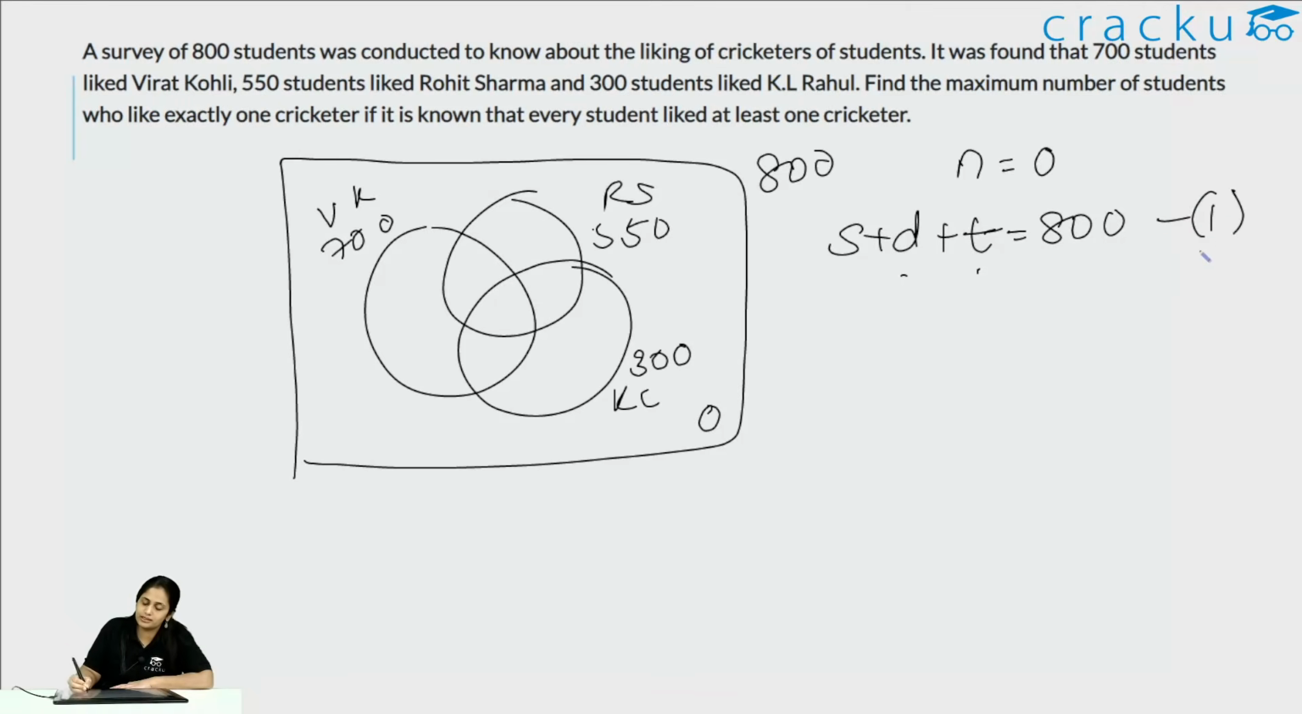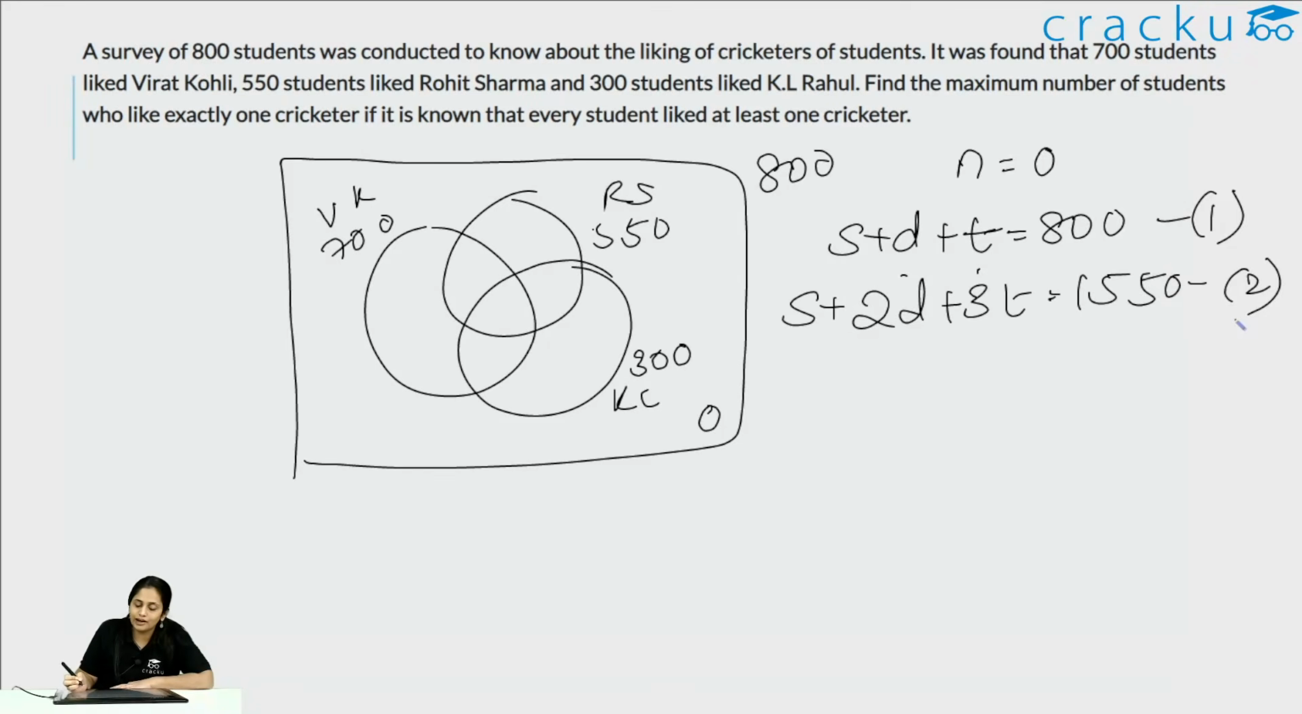This is our first equation. The second equation that we have is, if I add up 700, 550 and 300, what do I get? I get S plus 2D plus 3T is equal to 1550. This is the second equation.